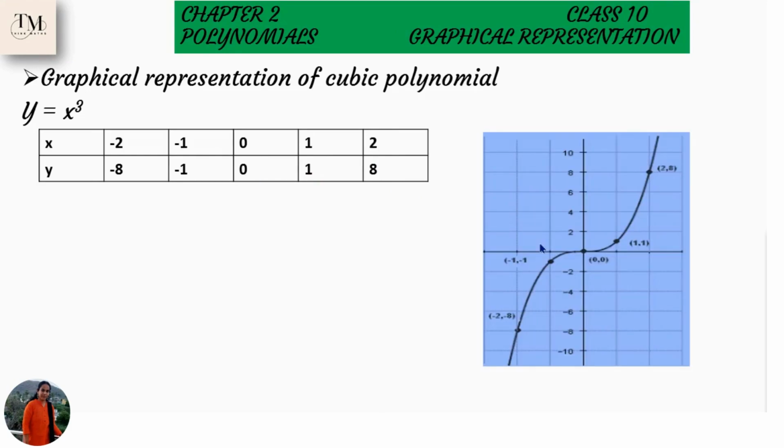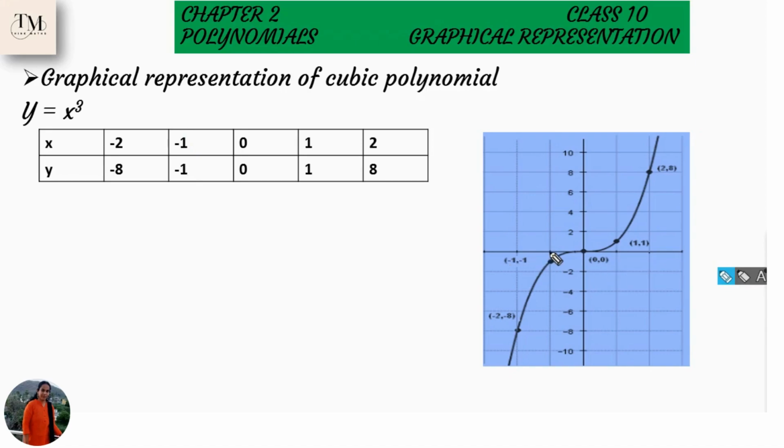So if we take a graph, we will get the graph in this way. Minus 2, minus 8. The value for minus 2 is here on the x-axis, and we should come down here. Then minus 1 comma minus 1. Minus 1 is here. For the y-axis, I took the scale as 2 values: 2, 4, 6, 8, 10. In the same way for negative values: minus 2, minus 4, minus 6, minus 8, minus 10. So here, minus 1 comma minus 1.